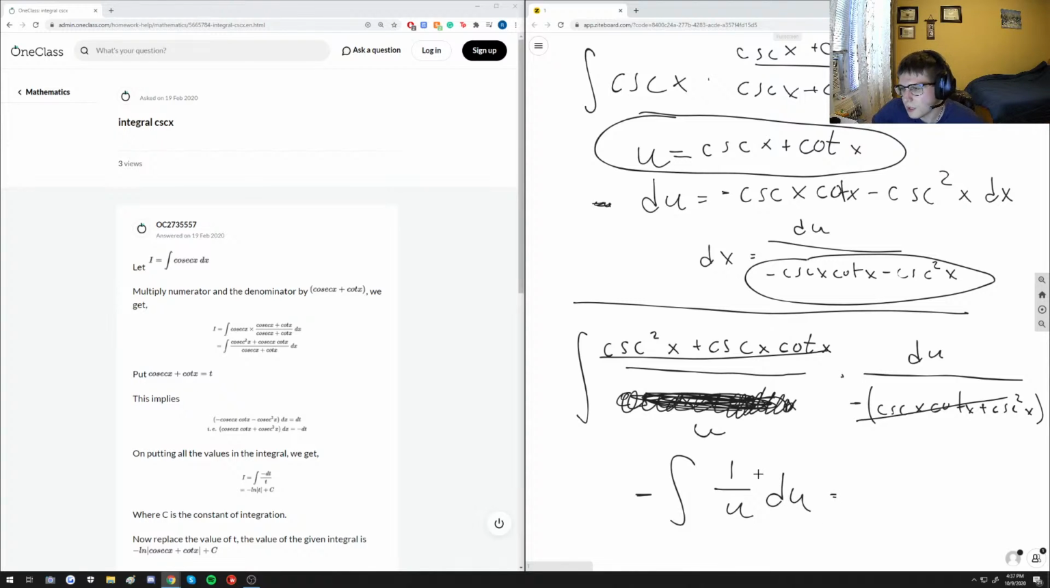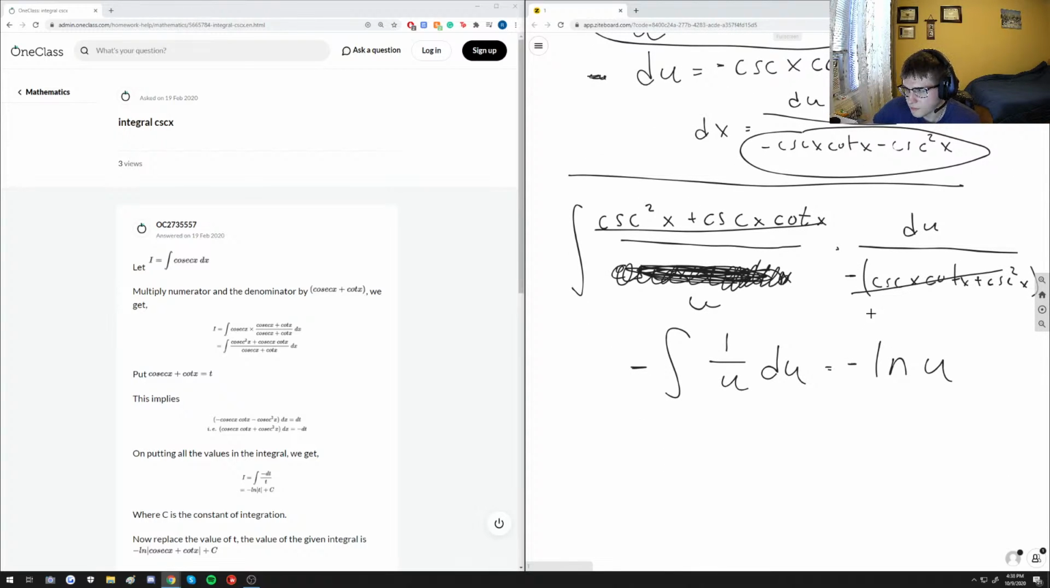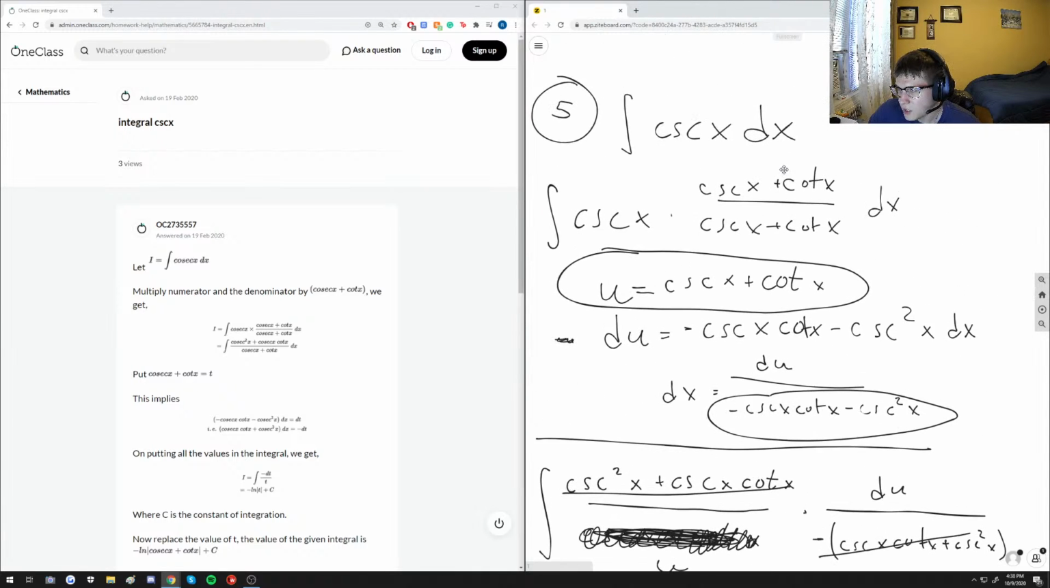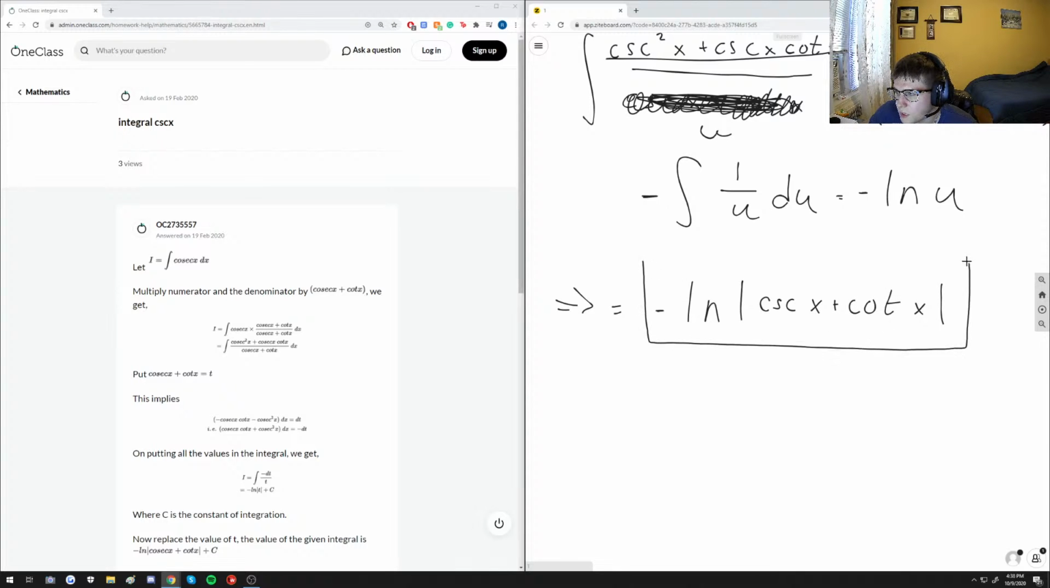The integral of 1 over u is just the natural log of u, so we're going to get minus ln of u. Then we can substitute in for our u, which we defined to be cosecant x plus cotangent x. So ultimately we get minus ln, with absolute value bars because we can only take the ln of a positive number, of cosecant of x plus cotangent of x. And this would be our answer.